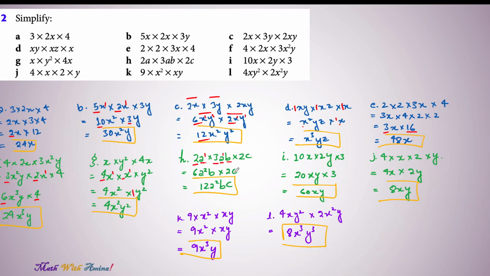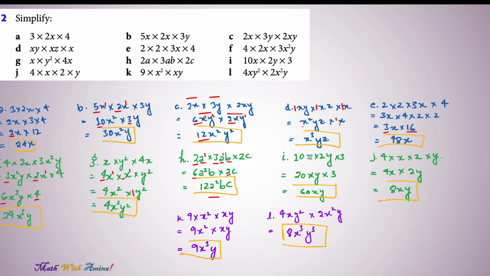Then we write multiply by 2c from in here, and this way again the coefficients of the variables will get multiplied together. 6 multiplied by 2 is equal to 12. A squared b multiplied by c will give us a squared bc. So this is the final simplified term we get from simplifying this expression.